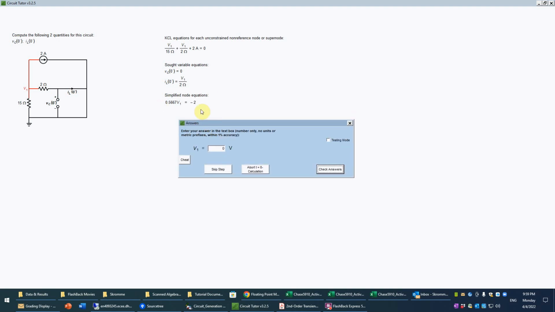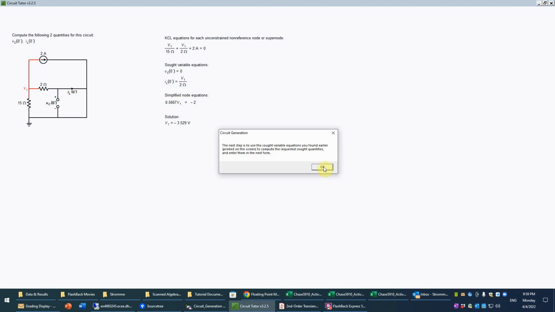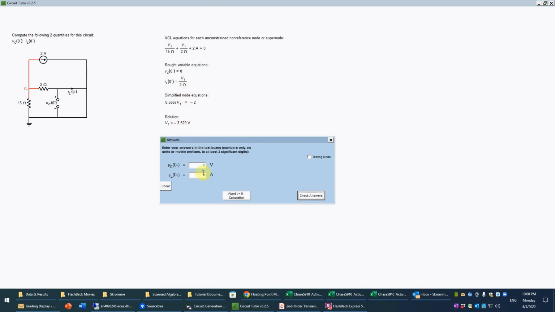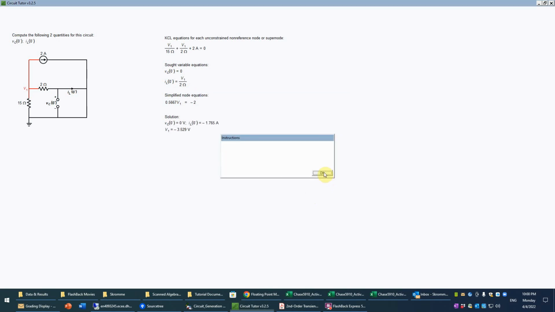And now I just have to divide to get the numerical value, which will be -2 divided by 0.5667, so that will be -3.529. Just again using a calculator for that, and we'll check that, and that is correct. And then finally we need to find, we've already found VC of 0 minus, that's dimmed out, so we don't need to enter that, and we can't enter it actually. And the IL of 0 minus, that's going to be the V1, which we just computed, which is the -3.529 divided by 2. So just doing that division, that will give me -1.765 amperes for IL of 0 minus. So let's check that. And that is correct.